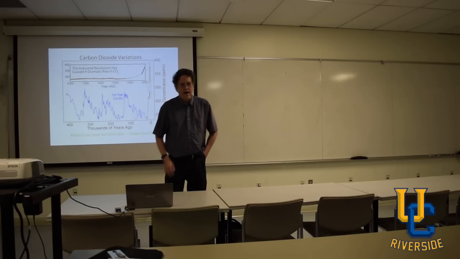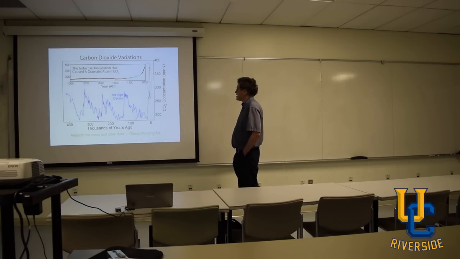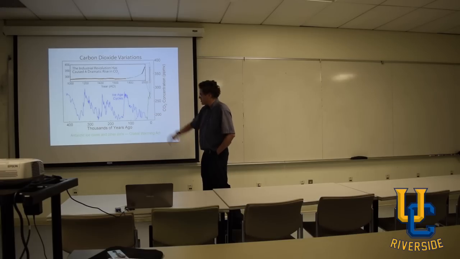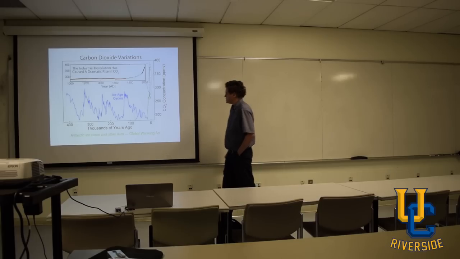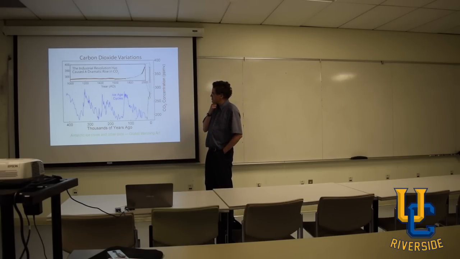So that's dramatically changed the atmosphere of the planet. It's just truly amazing. So this is a graph of the carbon dioxide concentration in parts per million by volume over the last 400,000 years or so. And you'll notice that it goes up and down quite a lot. We're in an unusual period of the Earth's history in general.